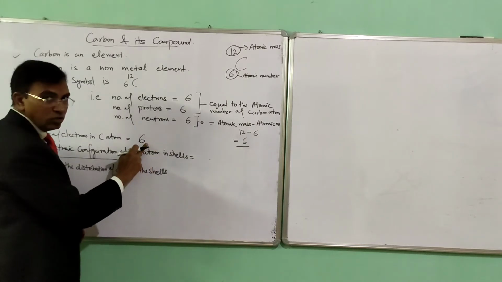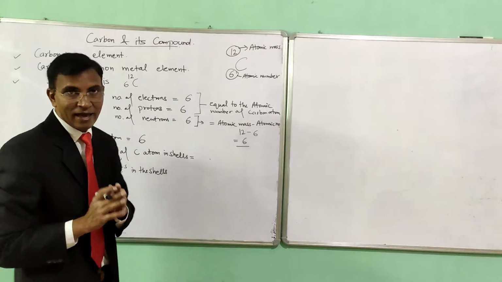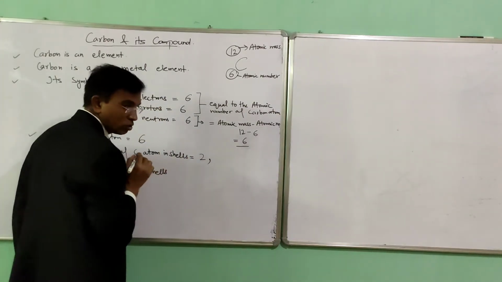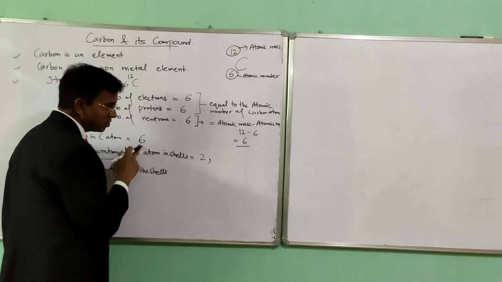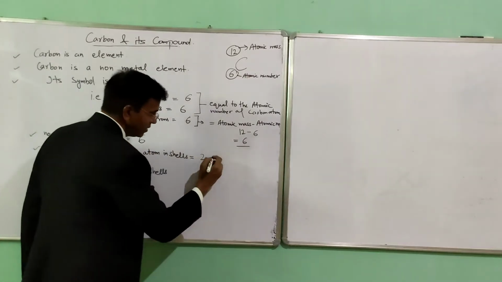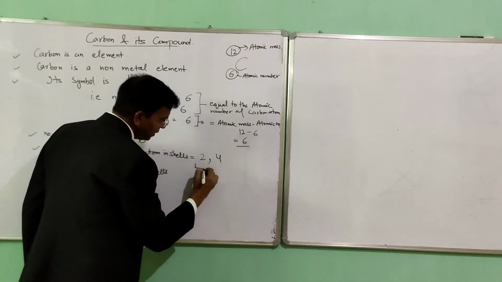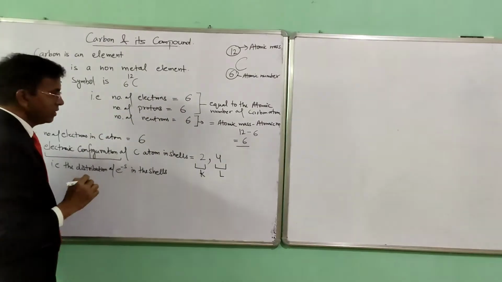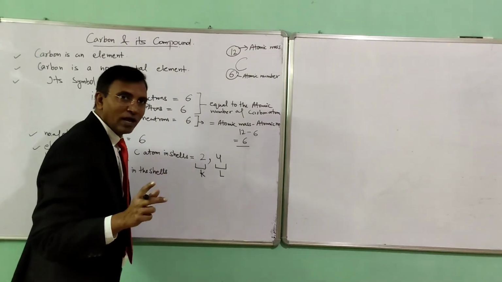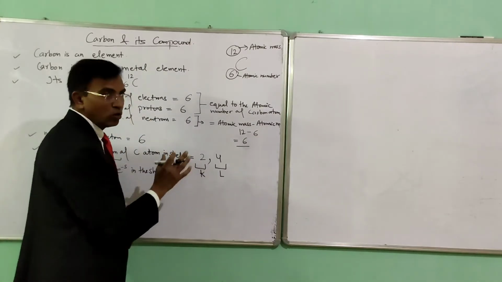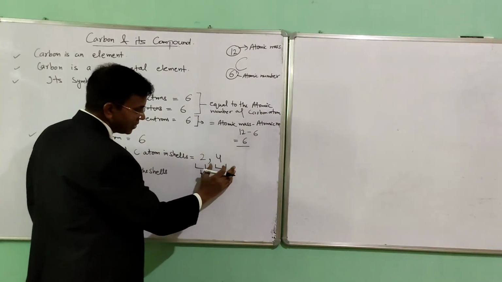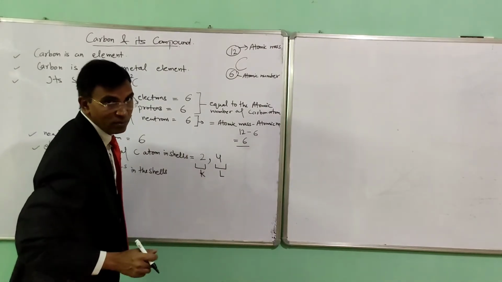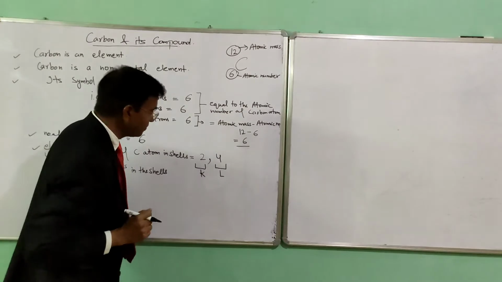So here are the 6 electrons. The first shell has 2 electrons, and the remaining 4 are going to be in the second shell. So it is 2, 4: 2 in the K shell and 4 in the L shell. Why is it so? Because the first shell holds 2 electrons, which is called the duplet, and the second shell holds the remaining electrons, up to a maximum of 8 electrons.